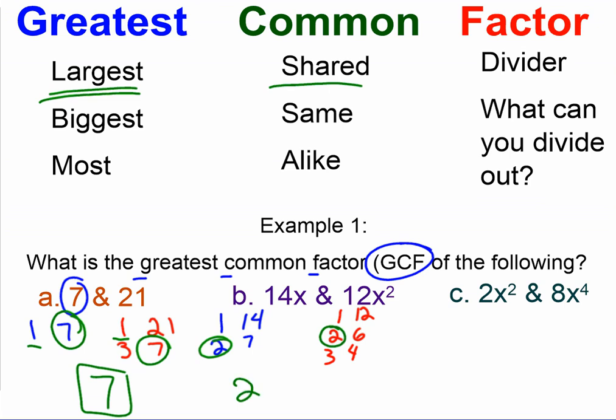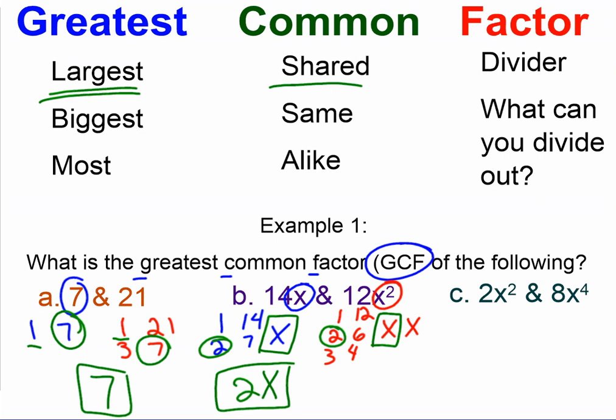But what I also need to keep in mind is that there are variables. Here, I have an x. So that's one of my factors. Over here, I have x squared, which I'm going to write out as 2 x's. Now, if I had to say what is the most amount of variables that they share, well, they both have 1 x I can divide out. So that is also part of my greatest common factor, my GCF.